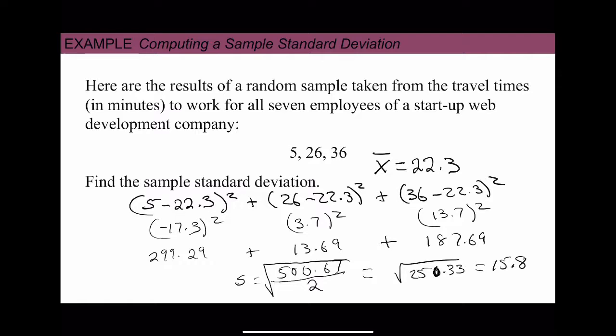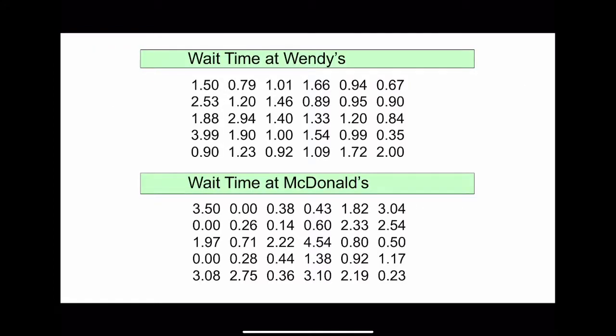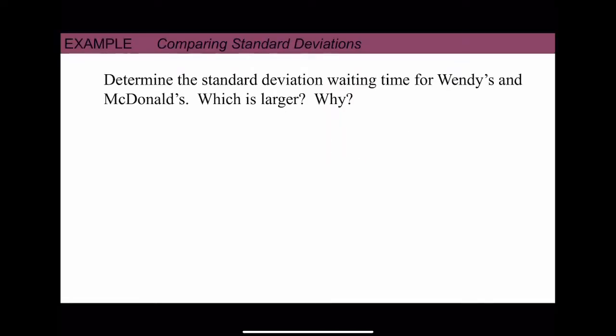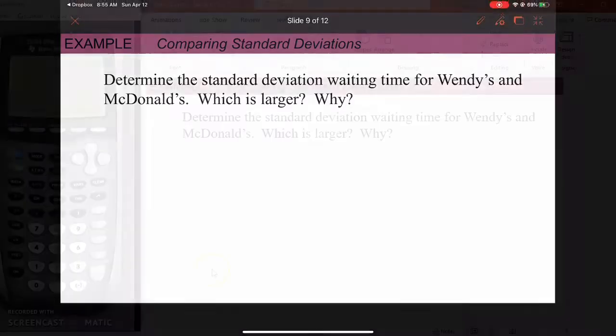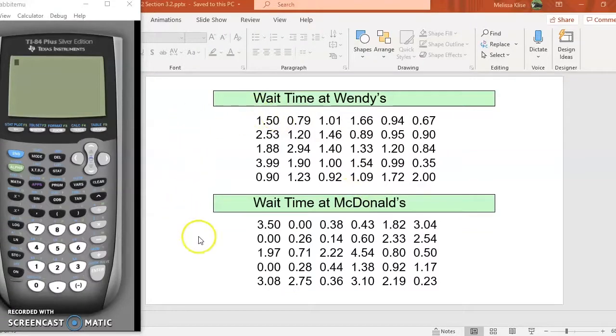Now it's really easy to take a sample with 3 data points, but what if I had a ton of data points? Take a look at this. You don't want to do this by hand. So I'm going to get my calculator out and show you how to do this with the calculator. Okay, so we need to determine the standard deviation of waiting time for Wendy's and McDonald's and determine which is larger and why. So here are our wait times. We definitely would not want to calculate these by hand, so I'm going to show you what to do in the calculator.